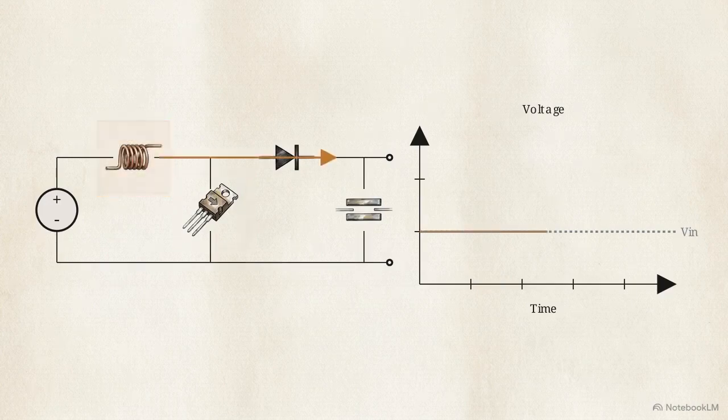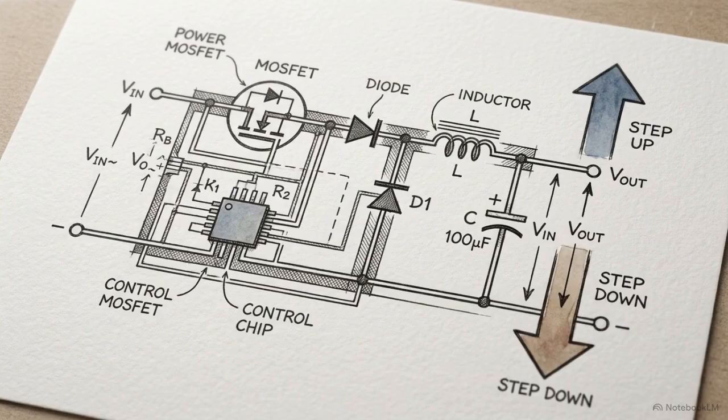Now the closed switch stores energy in an inductor. When it opens, that stored energy stacks on top of the input, stepping the output voltage up above the source level. Combining these two topologies yields a buck boost converter, a single circuit capable of both stepping up and stepping down the supply.